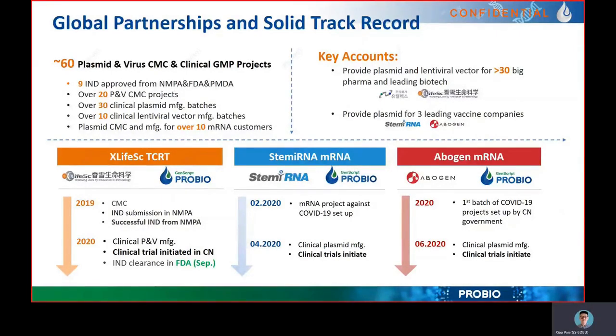Within 3 years, we've achieved more than 60 plasmid and virus CMC and clinical GMP projects. There are 9 IND approvals from NMPA, FDA, and PMDA, over 20 plasmid and virus CMC projects, over 30 clinical plasmid manufacturing batches, and over 10 clinical lentiviral vector manufacturing batches. Notably, we also served over 10 mRNA customers.